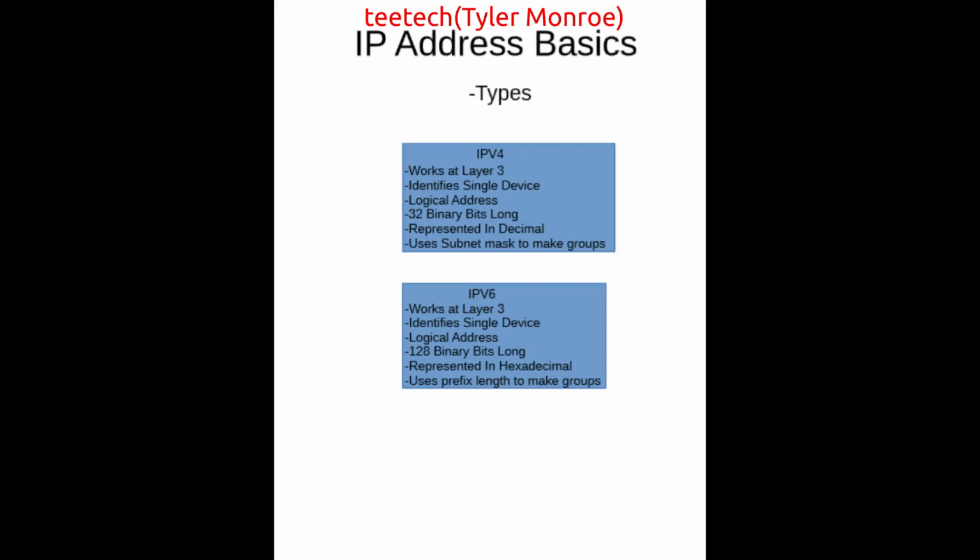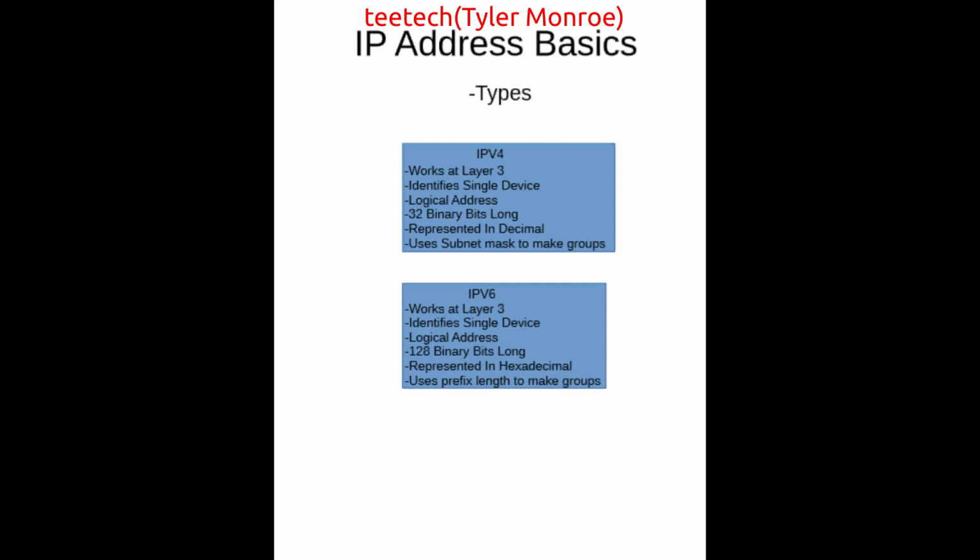In IP addressing, there are two types: IPv4 and IPv6. Now, IPv4 works at layer 3, which is the network layer of the OSI model. Its job is to identify a single device, so a single computer, anything that can be connected to the internet. And a very important thing, it's a logical address, meaning where it physically is doesn't matter. It can move around, and it still will identify something.